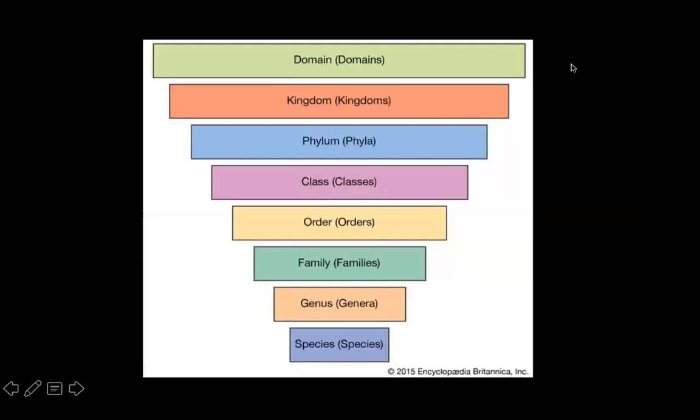So just for any of you who aren't too familiar with taxonomy, this is the basic hierarchy of how we identify organisms. So the greatest is going to be domain, kingdom, phylum, class, order, family, genus, species, and it's going to become more specific as it approaches the species level.